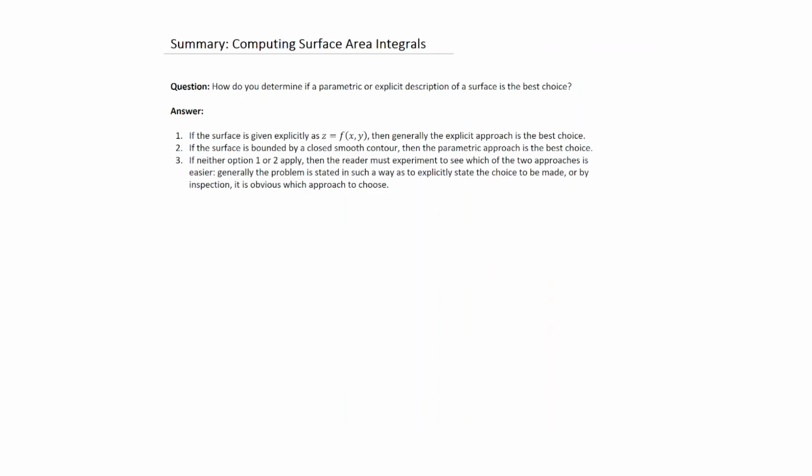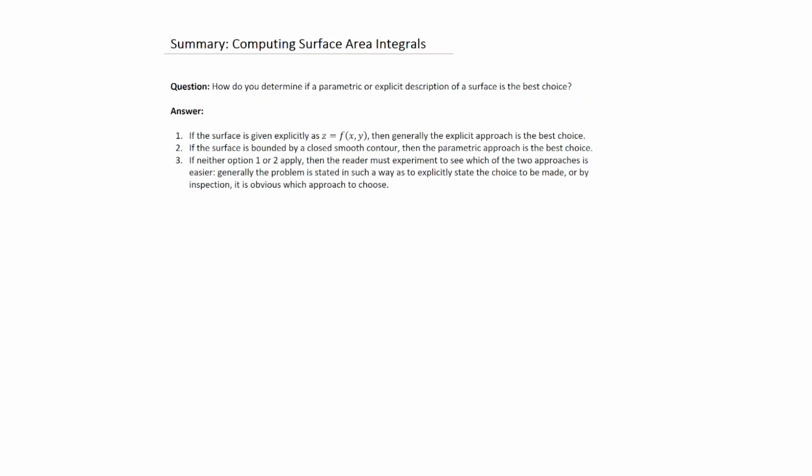Okay, so just some general guidance here, a summary in terms of computing surface area integrals. The question that arises: how do you determine if a parametric or explicit description of a surface is the best choice? So these are general guidelines. First, if the surface is given explicitly as z equals a function of x and y, then generally the explicit approach is the best choice. Second, if the surface is bounded by a closed smooth contour, then the parametric approach is the best choice because you essentially don't have to break things up into an upper and a lower bound. You can parameterize the whole system in a single go.